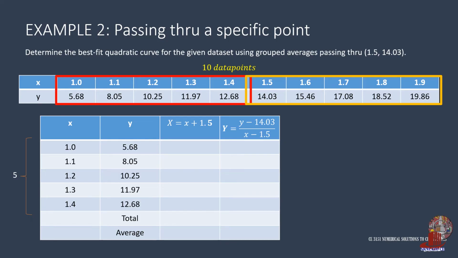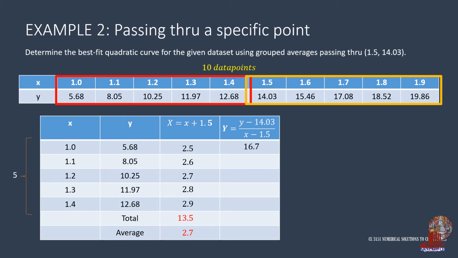The capital X values are 2.5, 2.6, 2.7, 2.8, and 2.9 using the expression x plus 1.5. The total of capital X values is 13.5. Then divide this by 5 to take the average of 2.7. The capital Y values are solved through y minus 14.03 upon x minus 1.5.